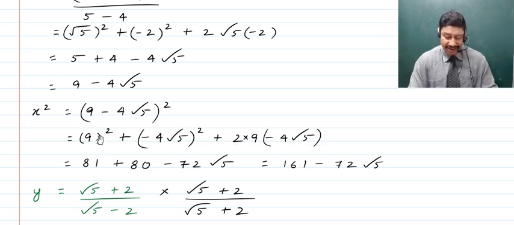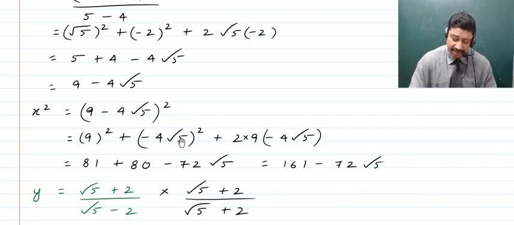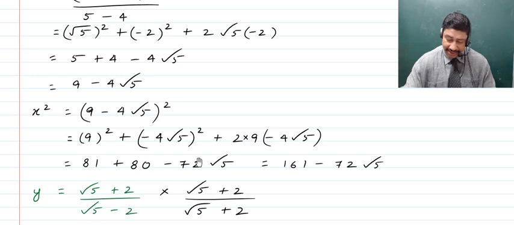So for the children, 9 square is 81, and minus minus will become equal to plus. 4 square is 16, and root 5 square will become equal to 5. 16 times 5 is 80, so as such this will be plus 80, and then you will have plus into minus, which is minus. Then we have 9 4s are 36, 2 times is 72, so this will be minus 72 root 5. Now adding up the like terms, you will have 161 minus 72 root 5, which will be the value of x square.